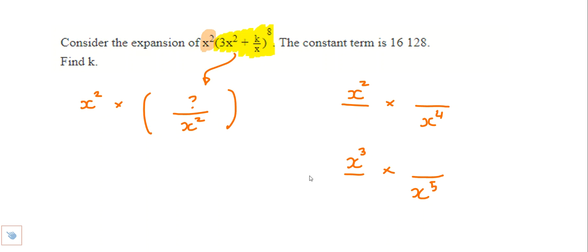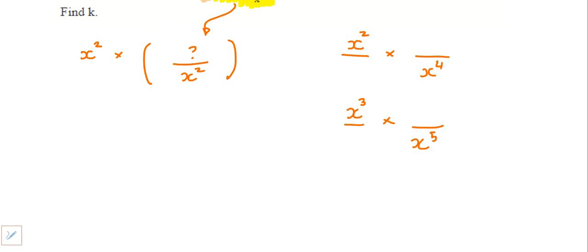Right? It could also be... What could the other option be? It could be x to the power of 4 and x to the power of 6 and so on. Now, what we then do, obviously in the exam, you're not going to write out all these options. This is what's going on in your head. It could also be x to the 6 and x to the 8.